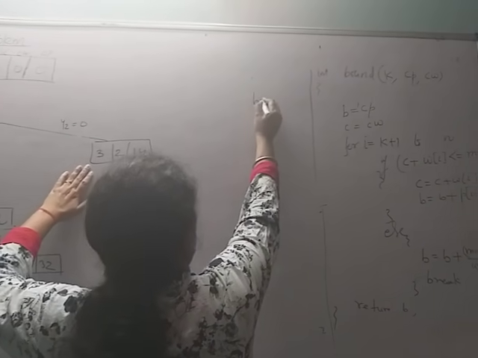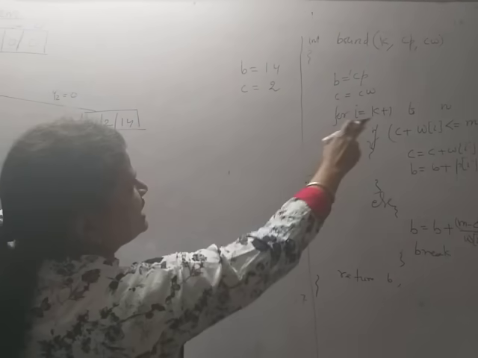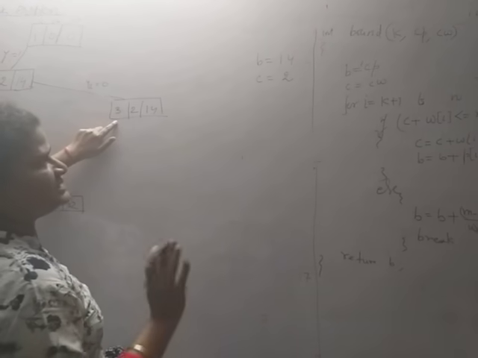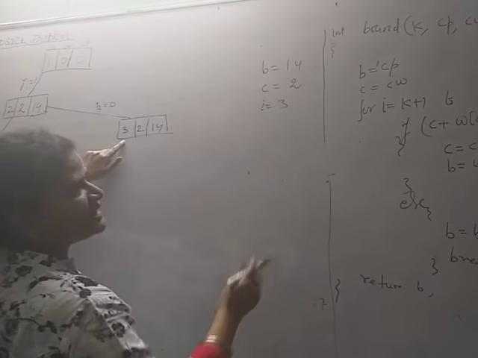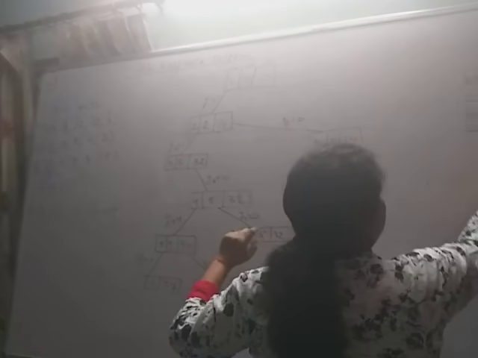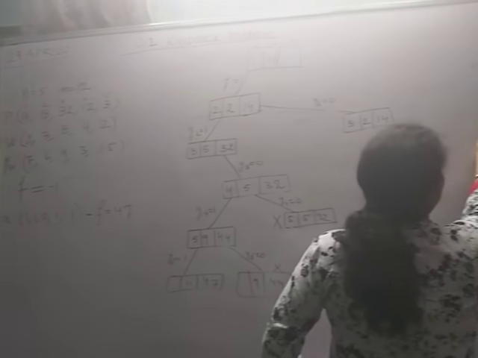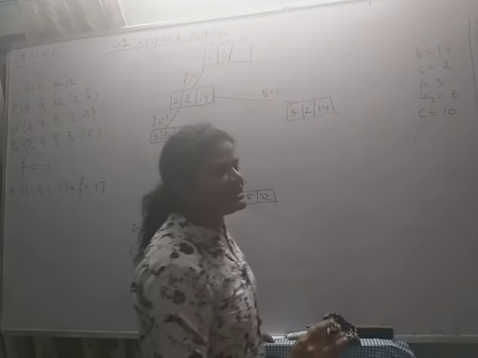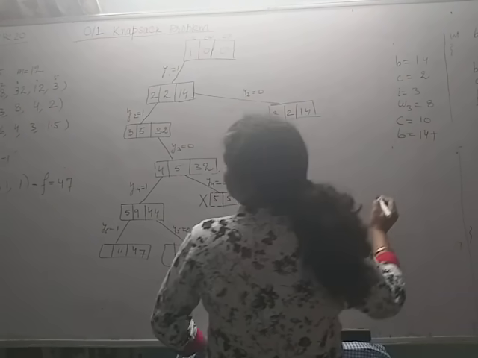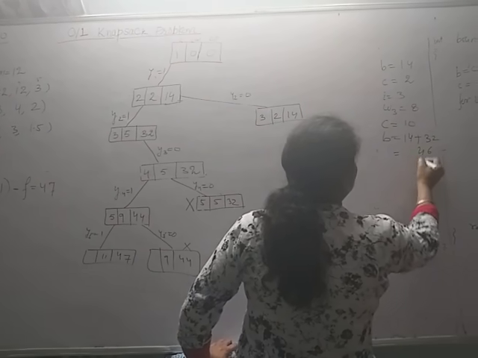So here again apply this bounding function for moving to the right branch. So b equal to profit, which is 14, and c equal to the current weight, that is 2. Now k plus 1 to n. Here k plus 1 is 3, as the second weight is excluded, so i equal to 3. C plus wi, so W3 is 8. So c is 10, and b is 14 plus 32, that is 46.